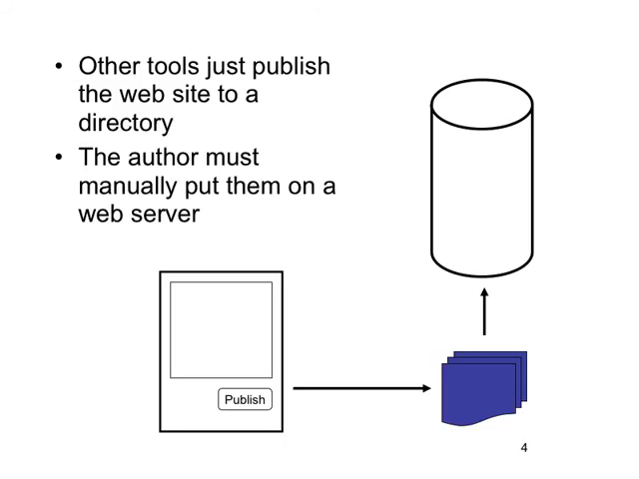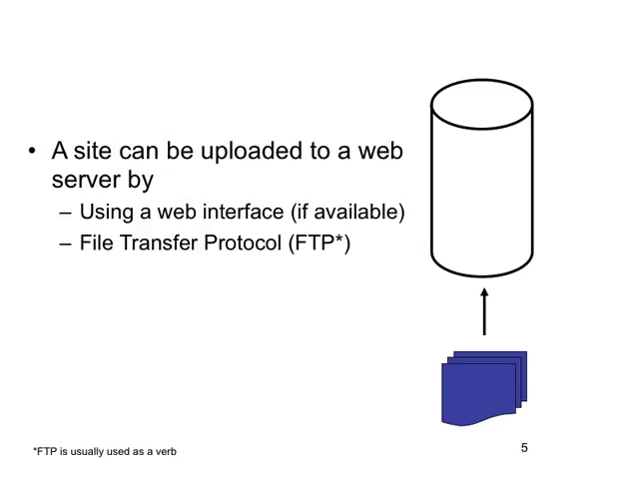Some tools, or sometimes you choose to just publish the website to your hard disk locally. So the tool generates the site and stores it locally. And then it's up to you as the author to manually put it on the web server. And so that's today's task. Taking a page from the local machine and copying it up to a web server. There are maybe 3 or 4 ways to do that.